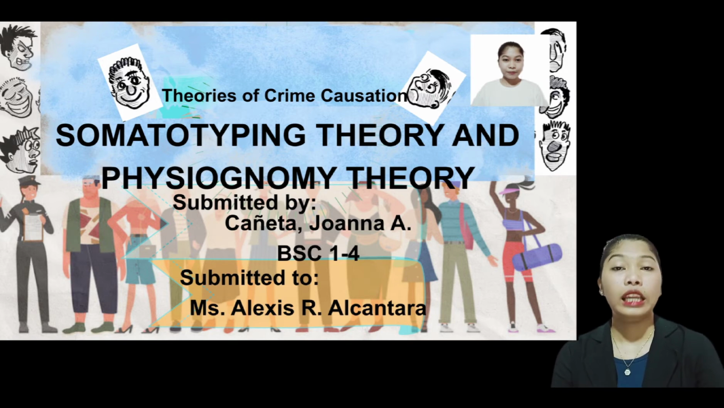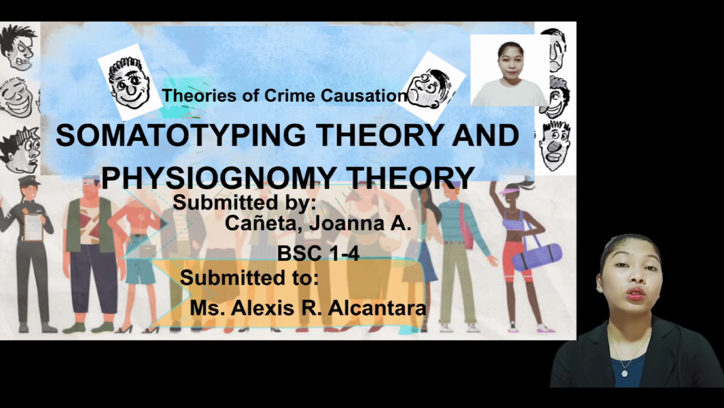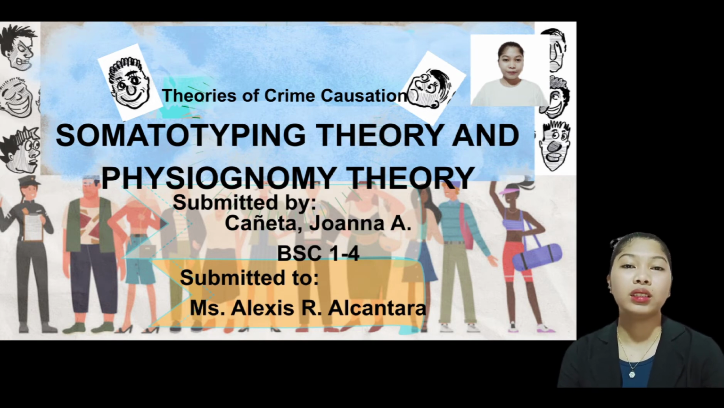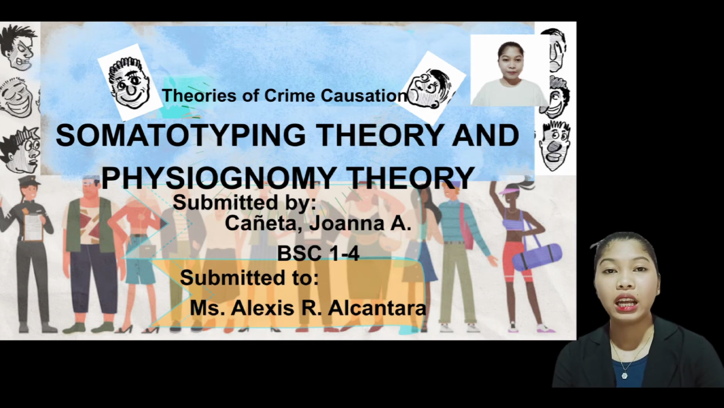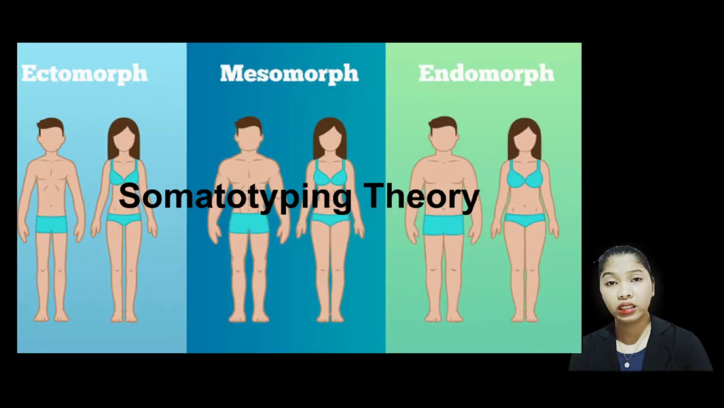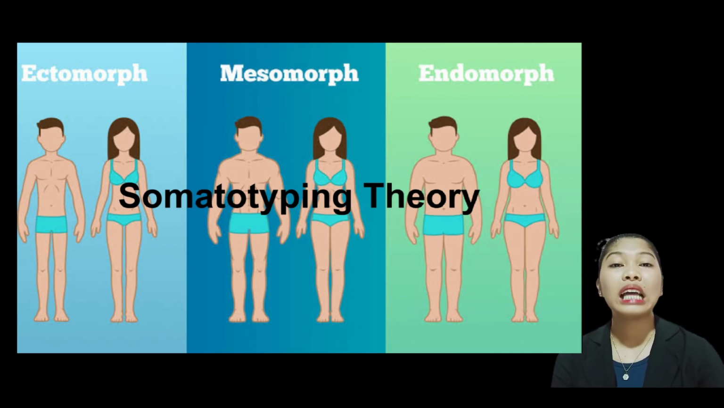Much more. Let me introduce my topic, which is somatotyping theory and physiognomy theory. Today, we are going to discuss those theories referring to body types or physique of a person. So let us start. I think you already have an idea about somatotyping theory, but if not, later on you will know it. As you can see, the illustration shows the three body types. We will tackle that later.